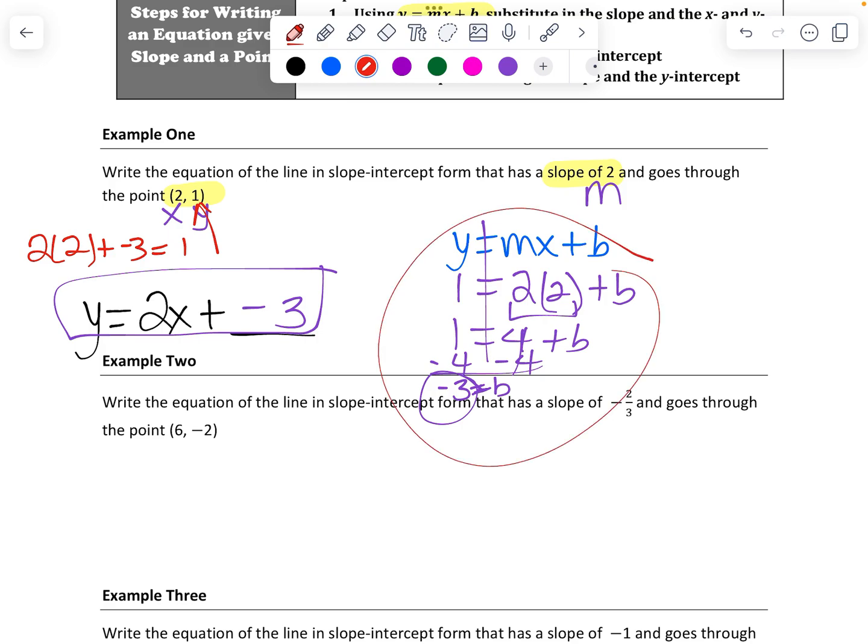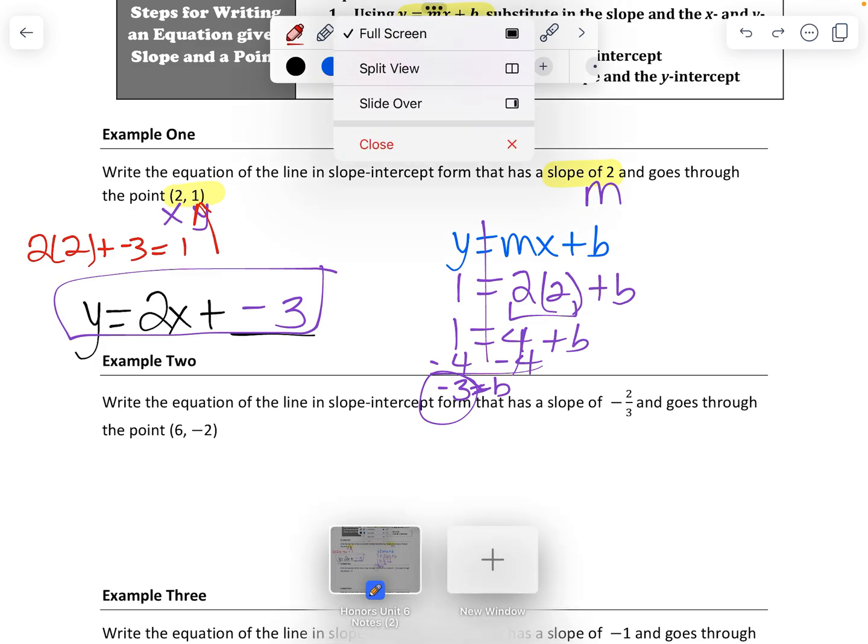Okay, let's take a look at, oops, didn't want to do that. I want to make that smaller.